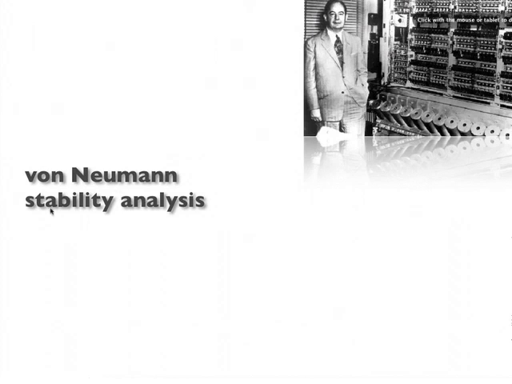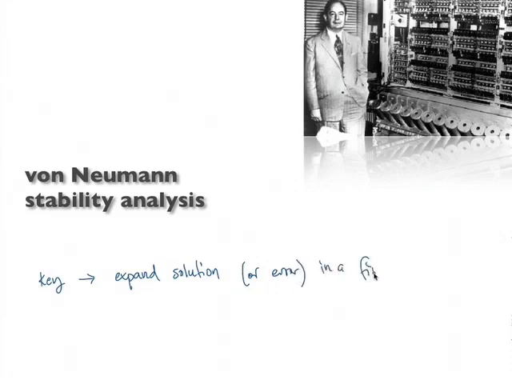So the key to the von Neumann stability analysis is to expand the solution, or the error, in a finite Fourier series. That's the key. Here's Mr. von Neumann right next to one of the first electronic computers, ENIAC I think it is. I'm going to dig up some biography and put it on Blackboard for you to learn a little bit more about this guy who's called by many people the father of the modern computer. And he had many contributions. One of his most famous contributions in numerical analysis is the von Neumann stability analysis.